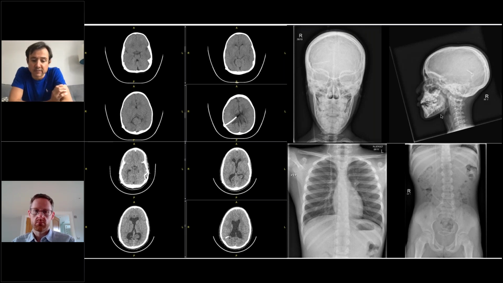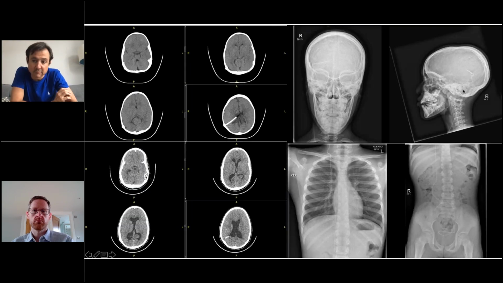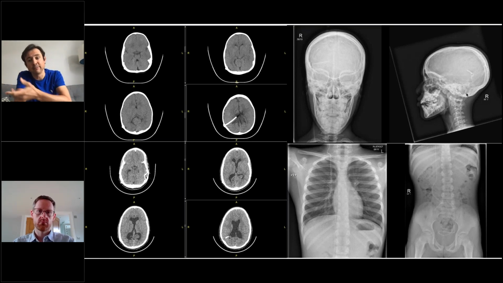So she was revised. She had a proximal block. So we talk about proximal, valve and distal blocks. Proximal being the ventricular catheter, valve obviously the valve, and the distal. And the way we do that is we open the old incision, we have a look at the valve, and then we attach a manometer, so a pressure tube, and see how it runs off into the abdomen.